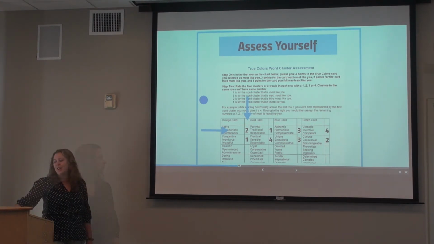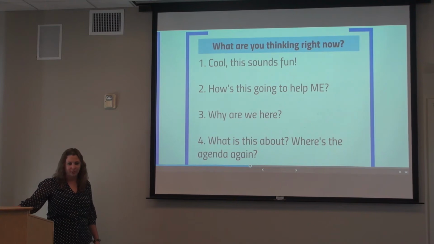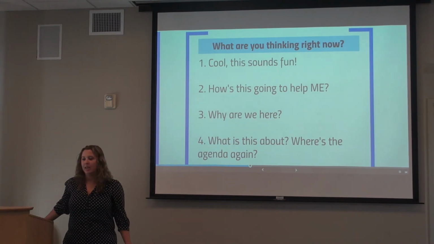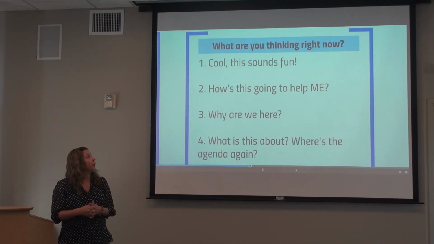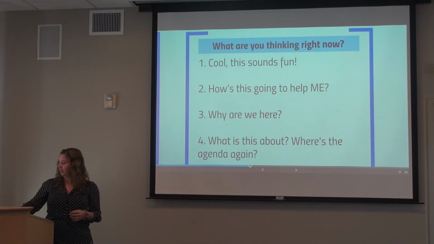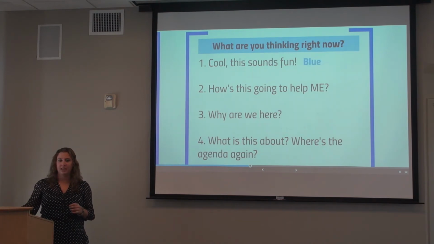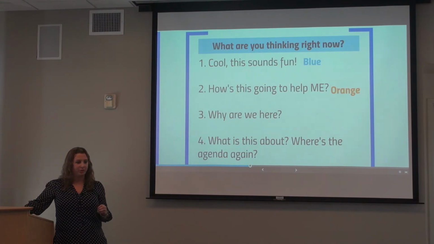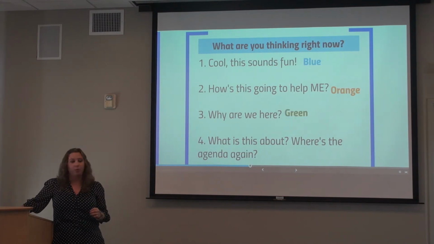Okay. So let's go back to my initial question. What are you thinking right now? How many of you, if you're comfortable sharing, wrote number 1? Okay. So you might have indicated that you were strongly tied to the blue communication style. Was that accurate? No? It's not my highest. Not your highest? Okay. Well, the highest score? Oh, yes. It was the high score? Okay. And the second one, how's this going to help me? Orange. Okay. Was that your, what was it? Orange is my low. Okay.